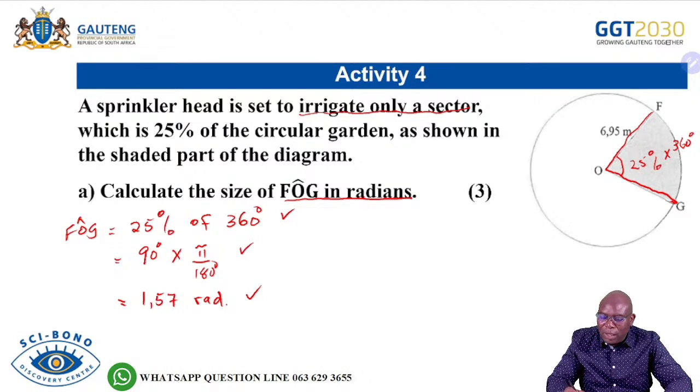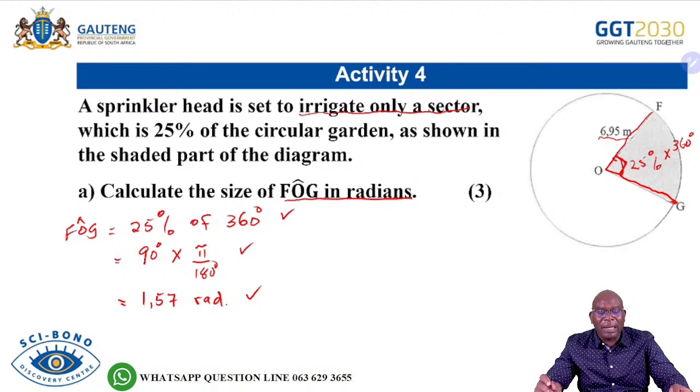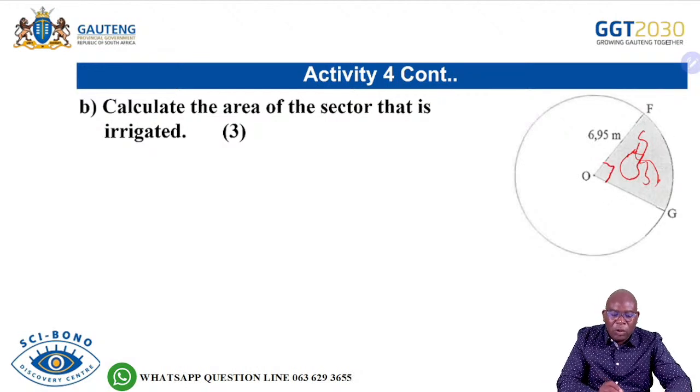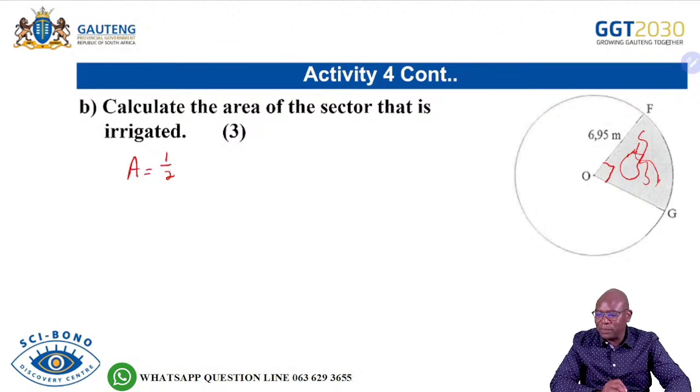Now I know that the angle I'm going to be working with is 90 degrees, with a radius of 6.95 meters. The next question says calculate the area of the sector that is irrigated. The only area that is irrigated is this part here. So I've got the radius, and I've got the angle, which is 90 degrees. So that means the area that is going to be irrigated will be that.